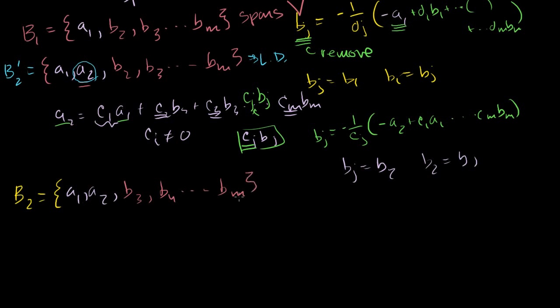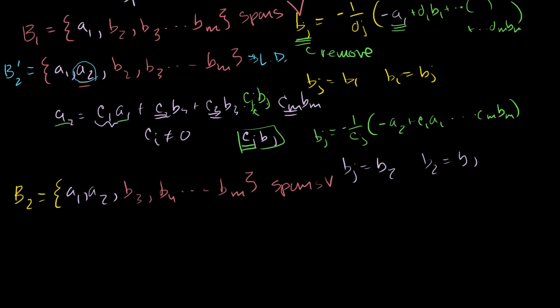Notice I still have exactly m elements. And this still spans v, because the element that I took out can be represented as a linear combination of these. So if I ever wanted to construct anything that needed that, I can construct that vector with some combination of these. So it wasn't necessary. So it still spans v. This process I'm doing, I can just keep repeating it.